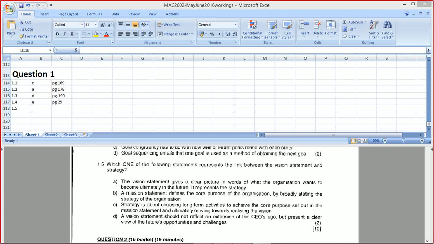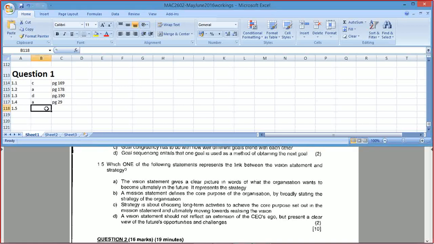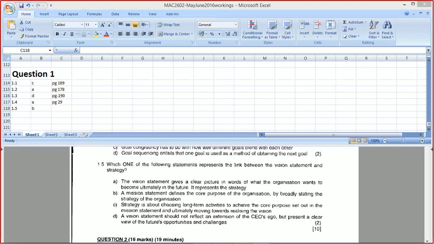Okay, but remember, they said which one of the following statements represents the link between the vision and the strategy. Okay. So you can't have strategy as being the link between the vision and the strategy, because strategy is the other thing. So I'm going with mission statement here. B. Okay, because it's the link. It's what combines the two.